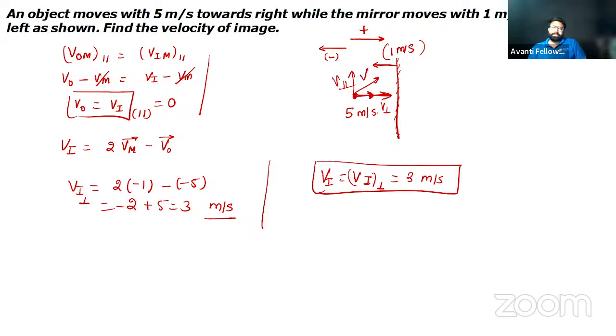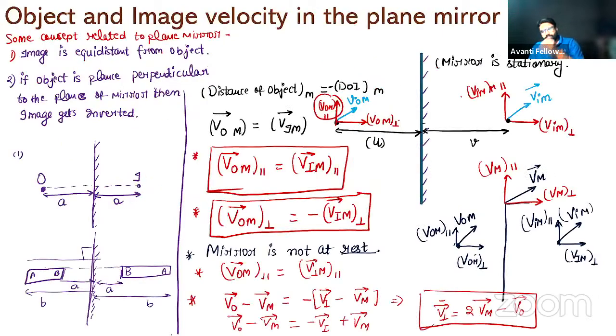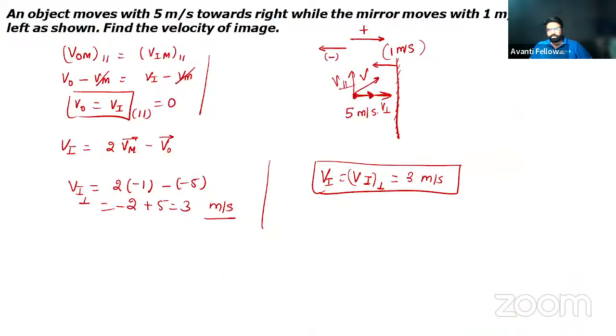Velocity of image perpendicular is nothing but 2 times of velocity of mirror minus velocity of object. From the previous concept we have seen it. You can take a look here. Got it? We have put the value with sign. So left we have considered negative, so we are putting this velocity of mirror as negative sign, minus 1. And the right we have considered positive, so we are putting this velocity in this direction as positive, sorry, negative.